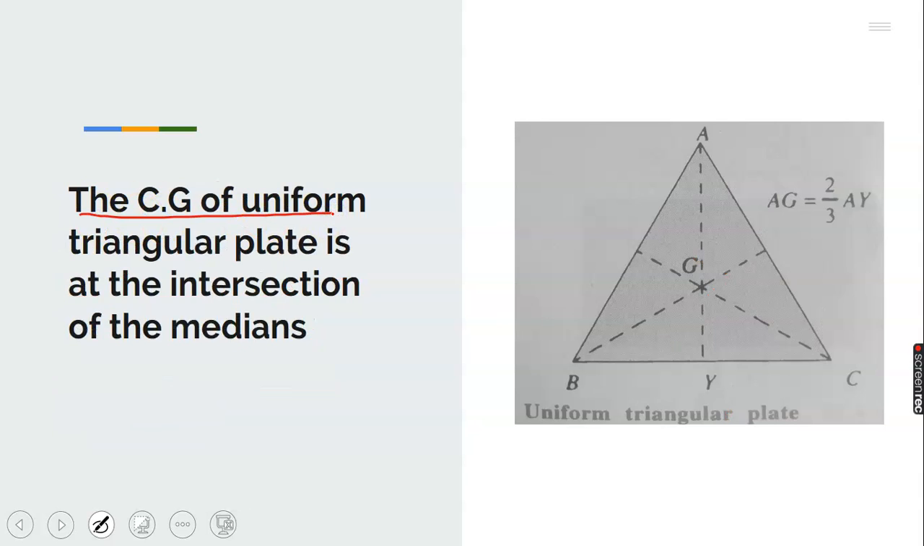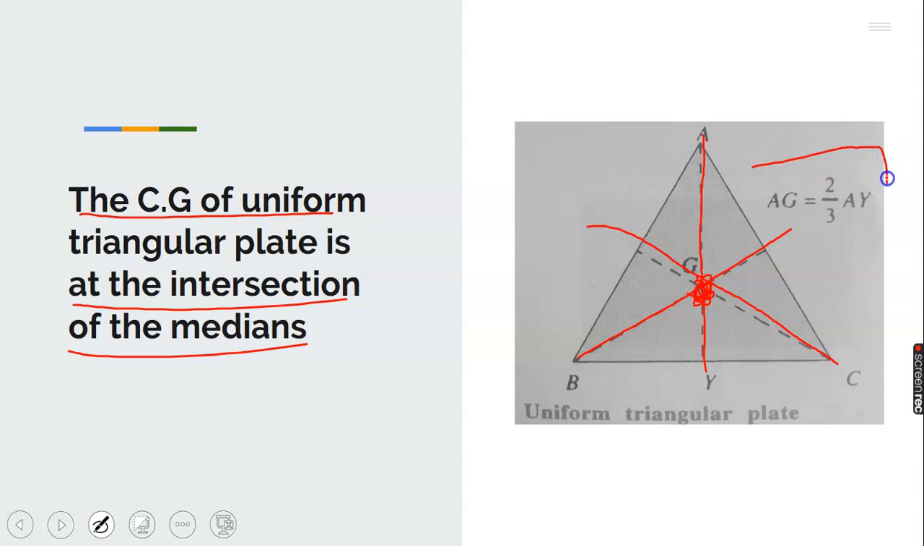Now, the center of gravity of a uniform triangular plate is at the intersection of the medians. When you trace this one down to bisect BC into 2, bisect AB into 2, bisect AC into 2, the point where they meet is the center of gravity. You can see the center of gravity is far away from A. It's closer to Y than A. That is why we say AG equals 2/3 of AY.